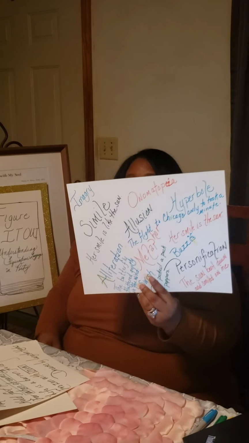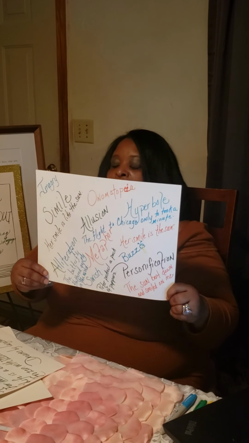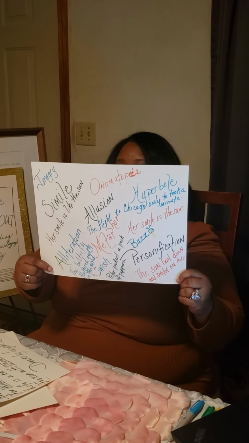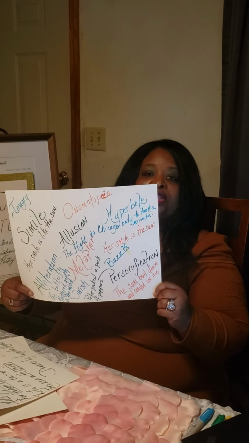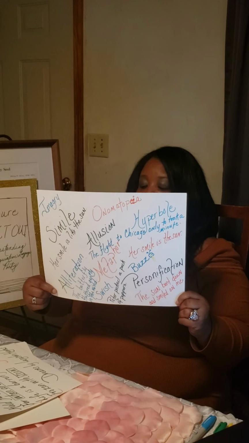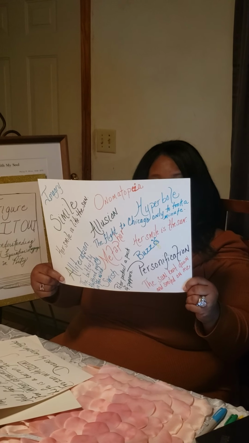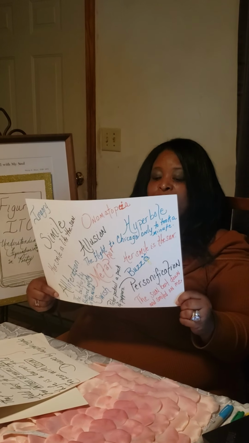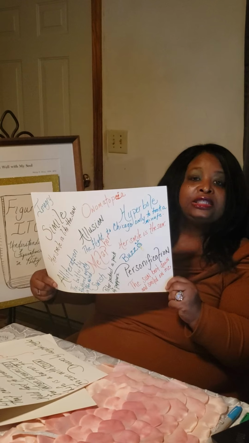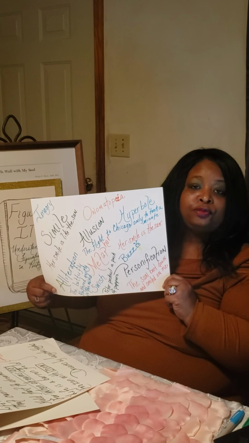Some figurative language that you may need to know: imagery. Imagery, of course, deals with our five senses, those things that appeal to it. And then we have simile. We have alliteration, allusion, onomatopoeia, which we love to say and can hardly spell. Hyperbole, personification.